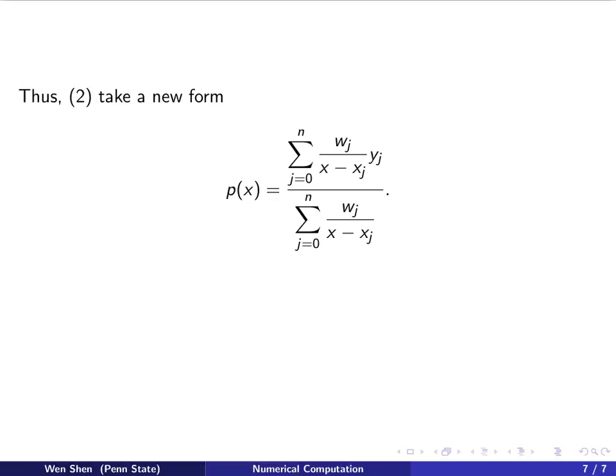Then, if we plug this expression for L of x into formula 2, which is the barycentric form for the polynomial, we obtain a new form, which is like that. So we see that the interpolating data here, w, occurs only in the numerator, and in the denominator you just sum over all these wj over x minus xj.